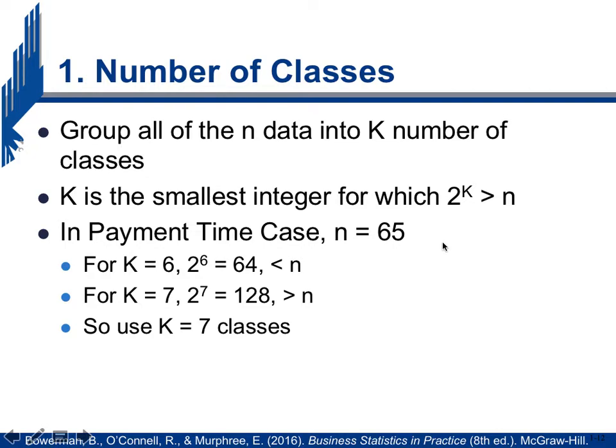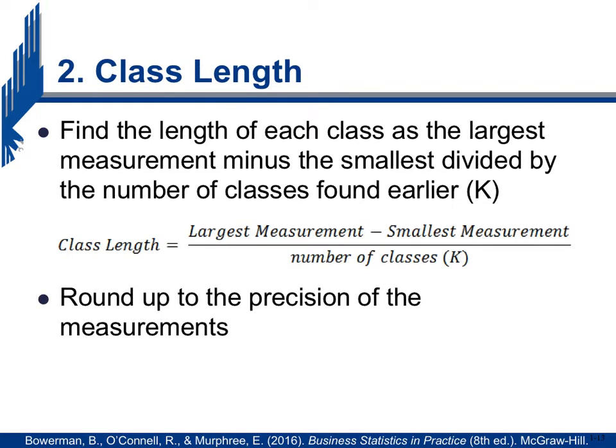Therefore, if you round it up to the next integer, the value for k should also be 7. So again, using either of those two approaches, you should have 7 intervals for your frequency distribution. The next step is to compute the class length.